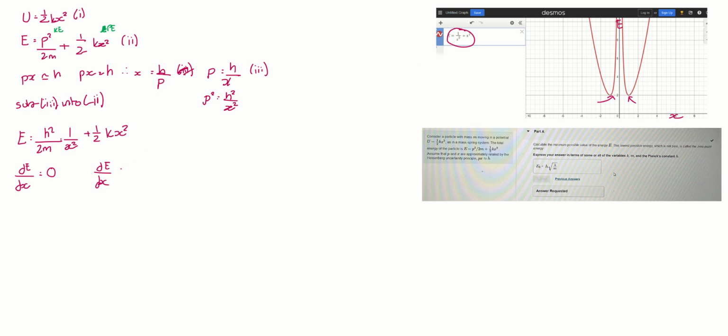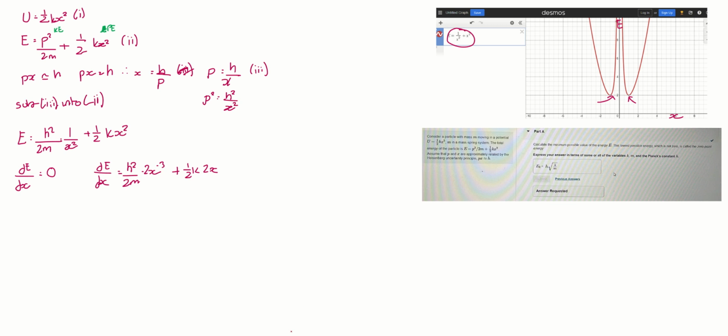And that becomes h squared, we've still got those factors there, 2m, nice easy differentiate, 1 over x squared is going to be minus 2x to the minus 3, because 1 over x squared is x to the minus 2, plus, I'm going to differentiate that, a half k times 2x, which is really good news because we can see lots of cancellations there.